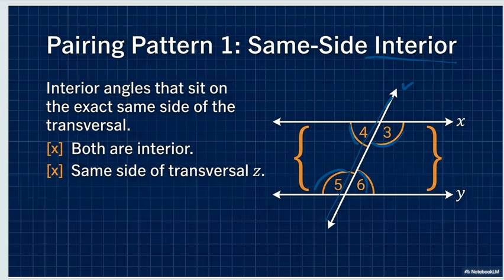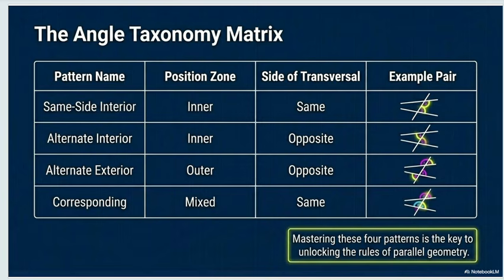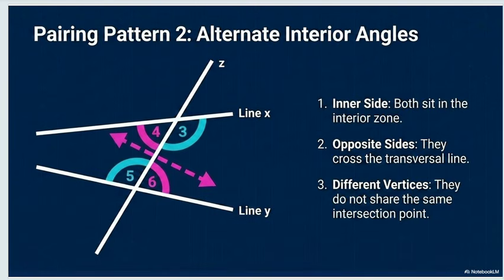Why are we taking the inner angles? Because here we are explaining the same side interior angle. That's why we are taking only angle 6 and angle 3, and angle 4 and angle 5. Got it? So next we will move on to the alternate interior angle.